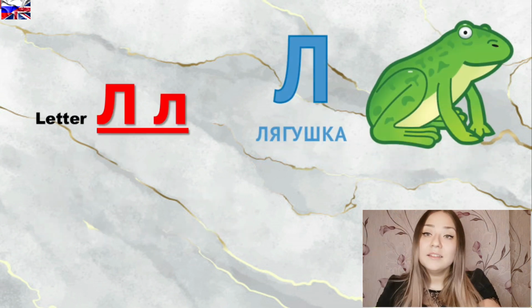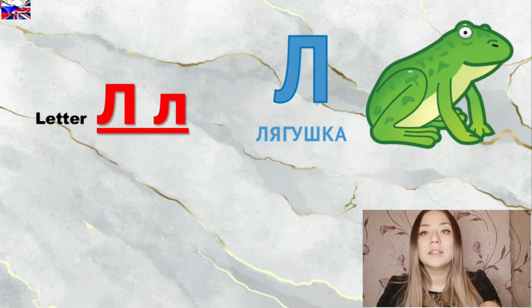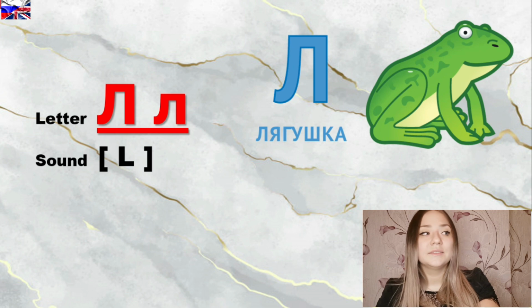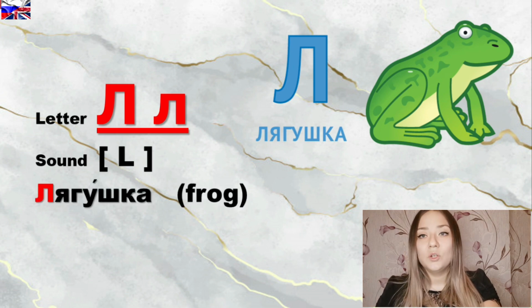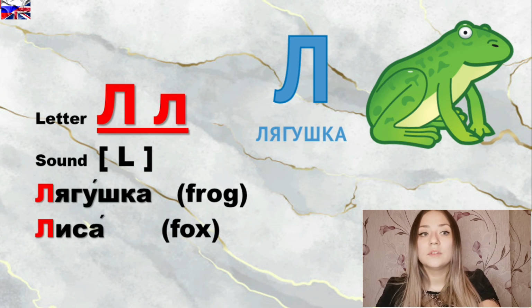The next letter is letter L. Sound L. For example, the word frog, лягушка. Лягушка. Or fox, лиса. Лиса.